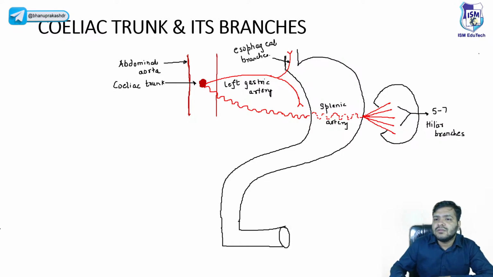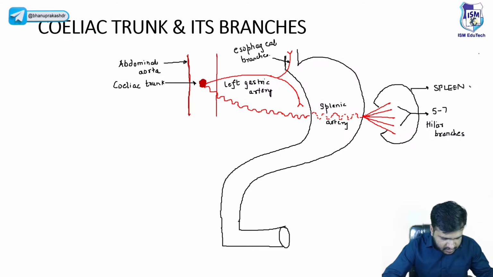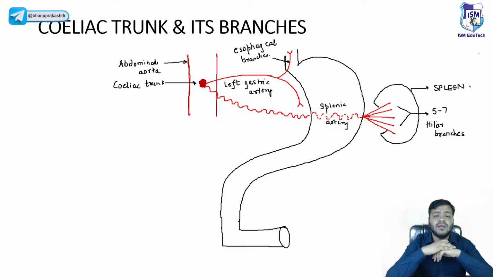And this structure you already know is the spleen. The splenic artery is the longest and largest branch of the celiac trunk. Now guys, we have to learn the branches of the splenic artery.